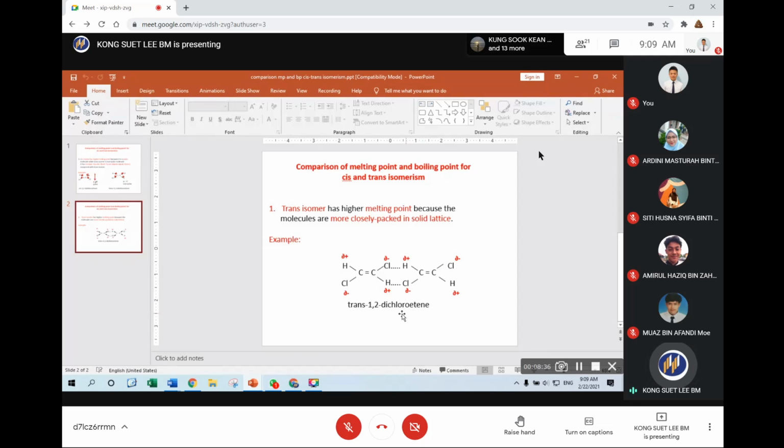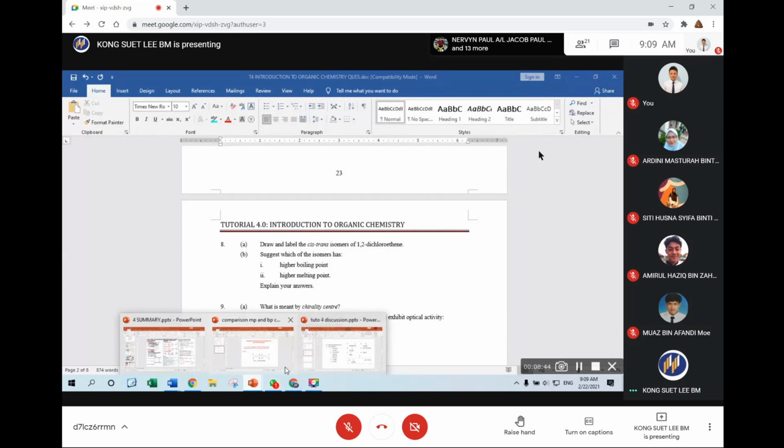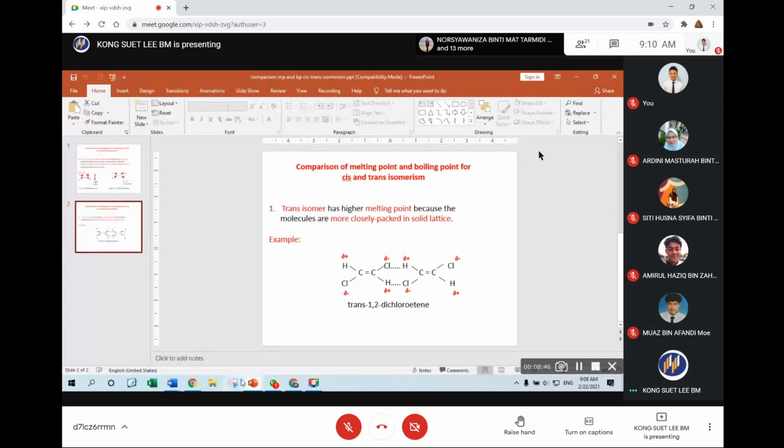The structure is trans 1,2-dichloroethane. Let me check. Yeah, okay. AB discussed already. Okay, that's all for today.